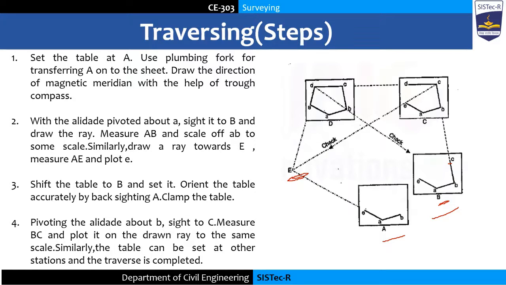Then I sight this point C and similarly mark small c to the scale on the paper. Then I shift to point C and mark point D, and then I shift to point D and join E. If there is some error, both these points E will not coincide, and if there is no error, both these points will coincide. In this way I have completed the method of traversing.